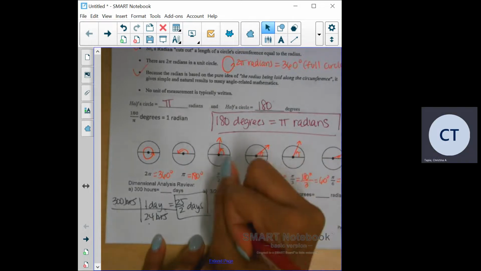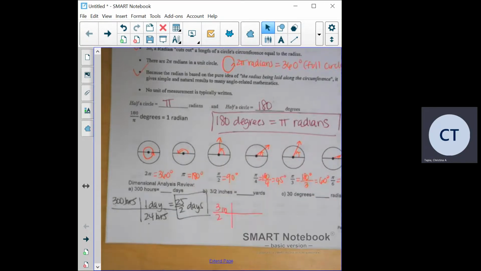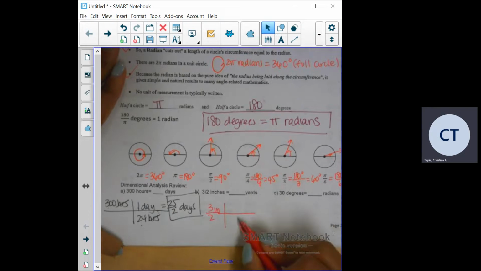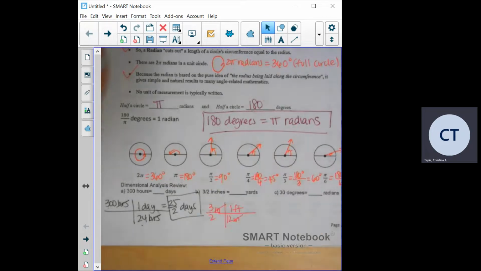Okay, for the next one, we have 3 over 2 inches, and I need to transform that into yards. Okay, I'm not Google, so I don't know how many inches are in a yard, but I do know that there are 12 inches in a foot, and I know I can get from feet into yards afterwards. So you guys tell me, do I put the 12 inches in the numerator or denominator? Denominator, that is for 1 foot. Am I done with my conversion? What do I still need? The yards. Okay, so how do I get into yards?